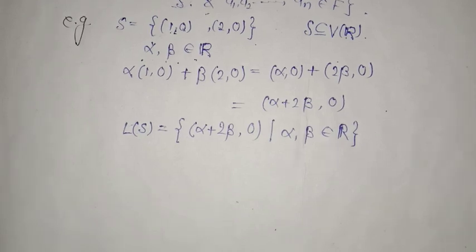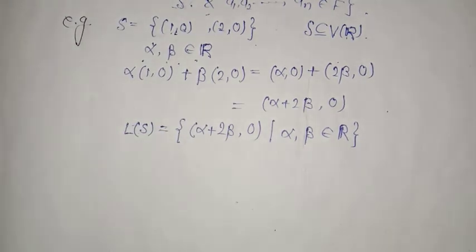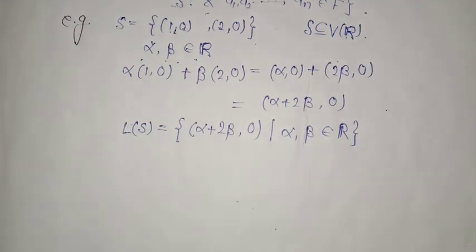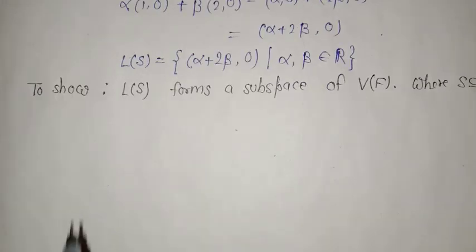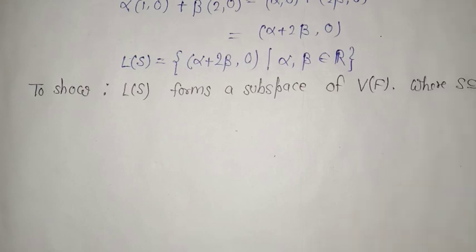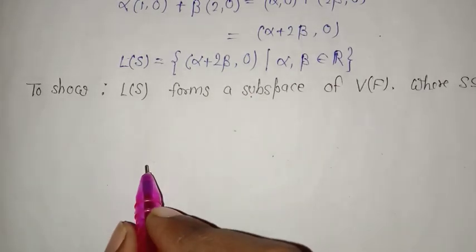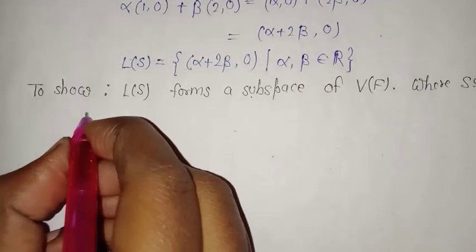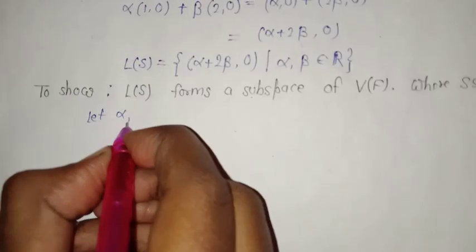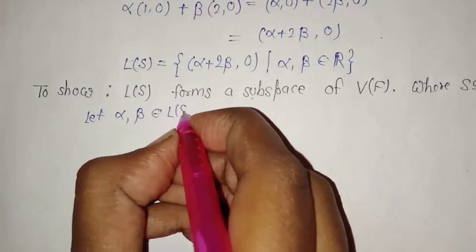Now we will prove that the linear span of S, that is, this non-empty subset of V, forms a vector space. So LS forms a subspace of V over F, where S is a subset of V over F. Now in order to prove that this forms a subspace, we have to take two elements of LS. So let alpha, beta be two elements of LS.